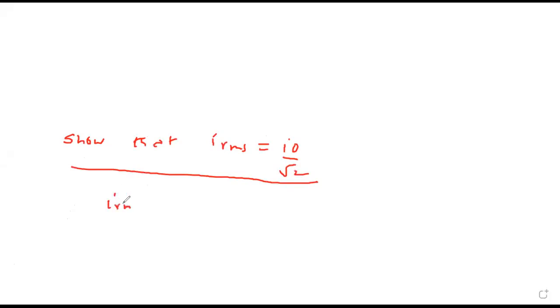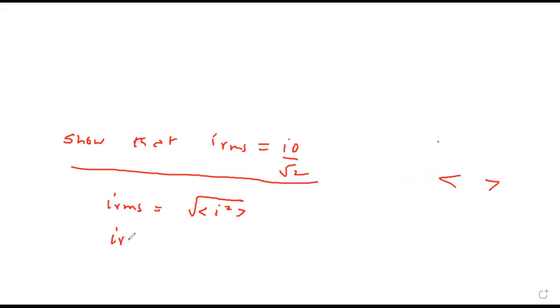I RMS means square root of I average squared, correct? Root mean square means the square root of the average of the squares of all values. Whenever it is written like this, it means average. Average of what? Squares. Its square root is called I RMS.